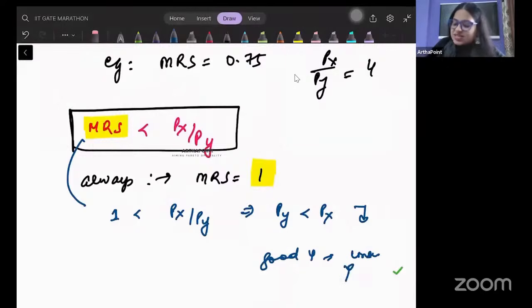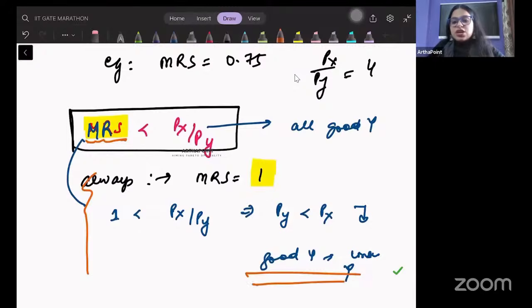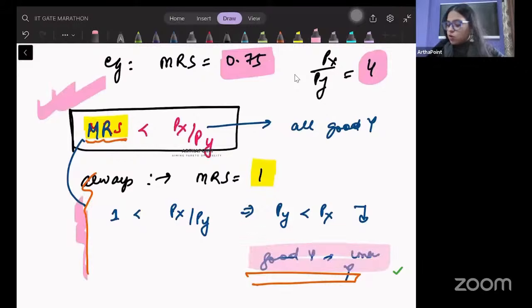So from here this condition has been formed, that when MRS is less than PX by PY, you should consume all of good Y. The best way to remember this is to substitute MRS with 1 and then find the condition for which good is cheaper. Then go back to your question: in my question MRS is 0.75, PX by PY is 4, this condition is satisfied, and in this condition I was consuming all of good Y. So I will consume all of good Y in this case.